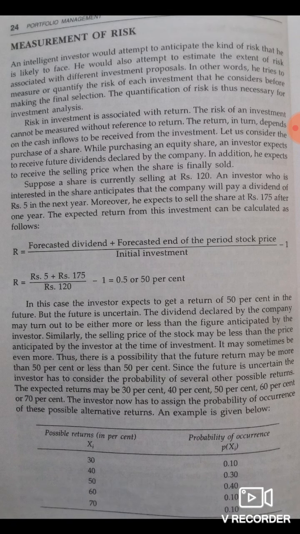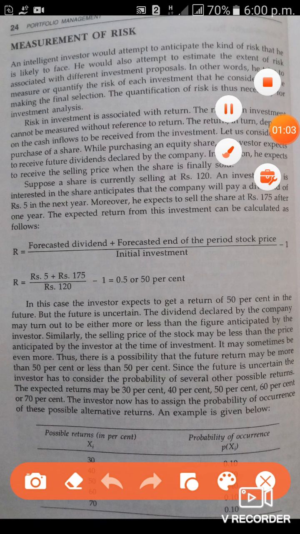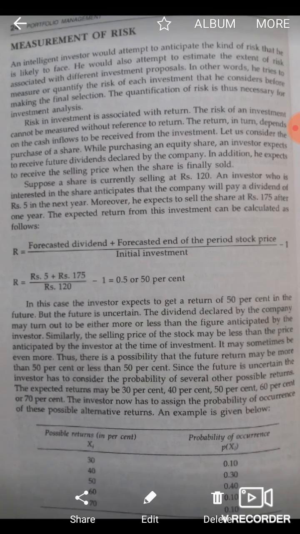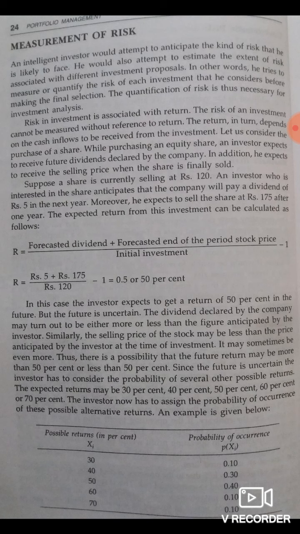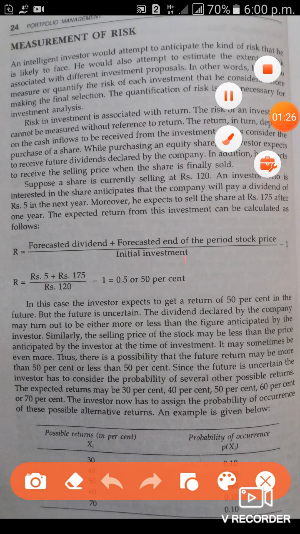They have given R equal to forecasted dividend plus forecasted end of the period stock price, divided by initial investment, minus 1. In this example, they have given a share whose price is 120, and he expects a dividend of rupees 5 and hopes to sell it at rupees 175. By calculating, they get the return as 50%.